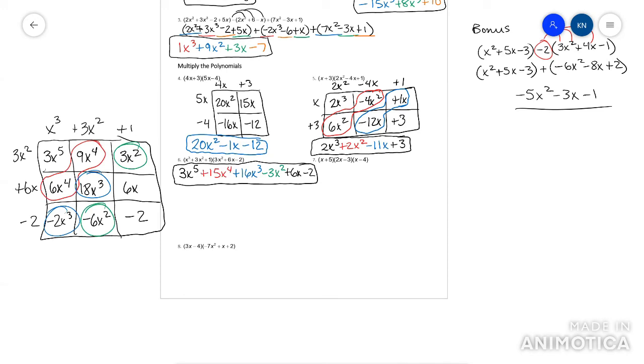All right. So I'm going to jump to number 8, and then we'll come back to number 7. So number 8 is just a 2 by 3 multiply. So it'd look like this. Oops. 3x minus 4 goes on this side because it only has 2 terms. Negative 7x squared plus x plus 2. Fill in your box.